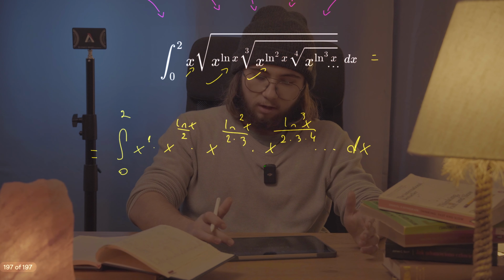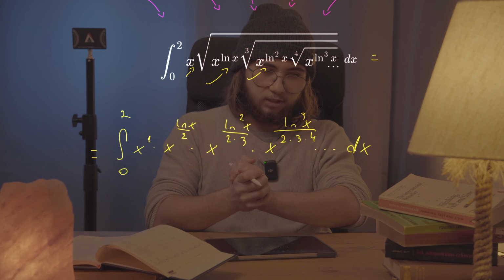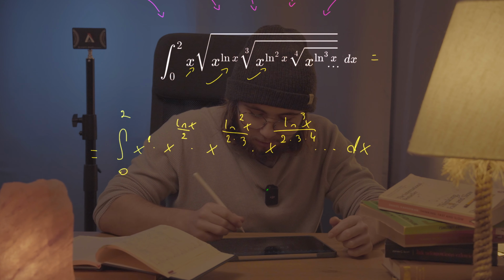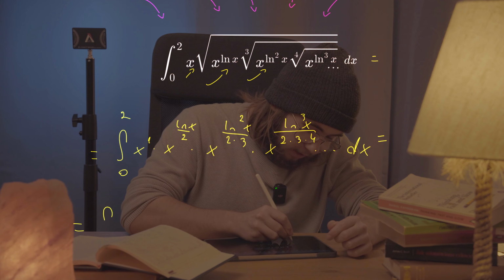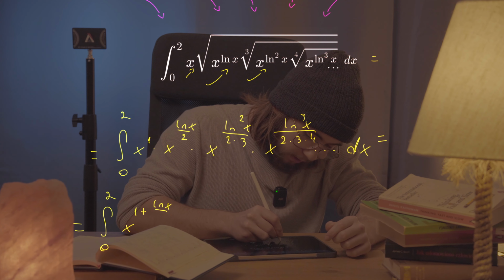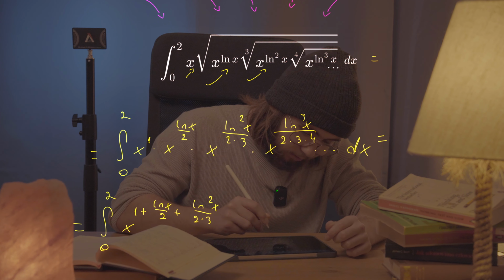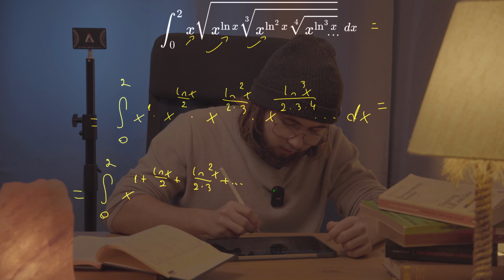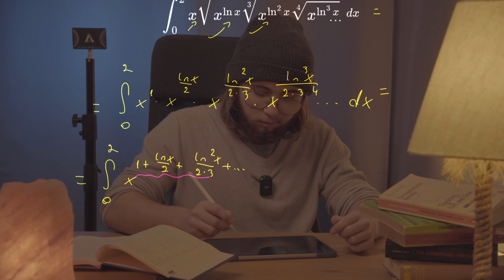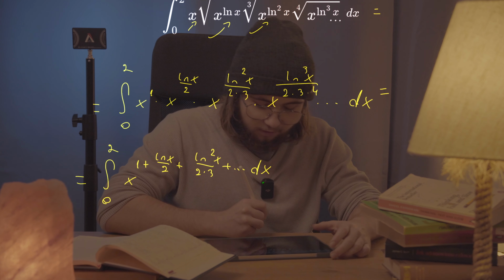But now I don't really like the idea of multiplying infinitely many x's together. I would like to squish them into a single x and then just raise that x to an infinitely long power. Let's just do it. It's an awesome idea. So what I'm going to get is the integral between 0 and 2 of x to the power of 1 plus natural log of x all over 2 plus the natural log squared of x all over 2 times 3, and so on and so forth. I'm not going to extend it any further because this exponent is already too long for the base. So I'm just going to call it a day and write a dx over here.